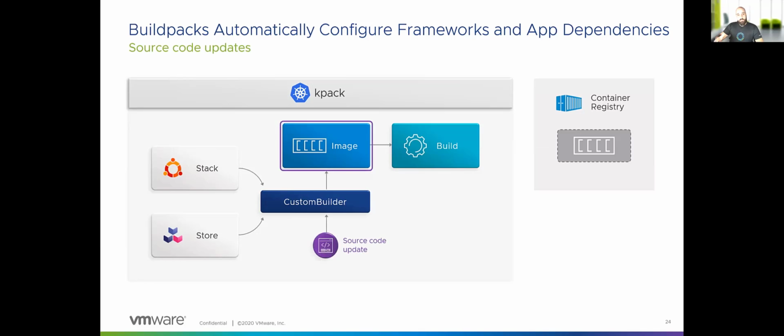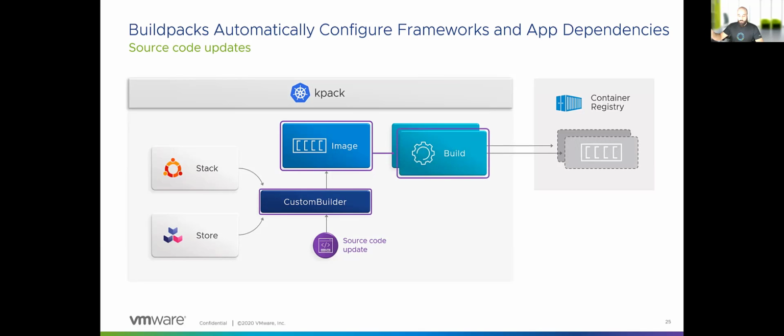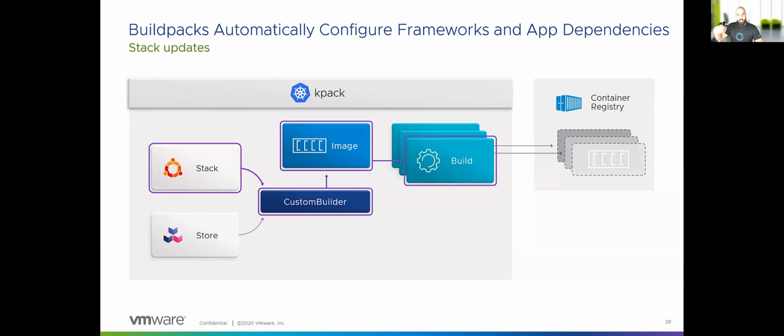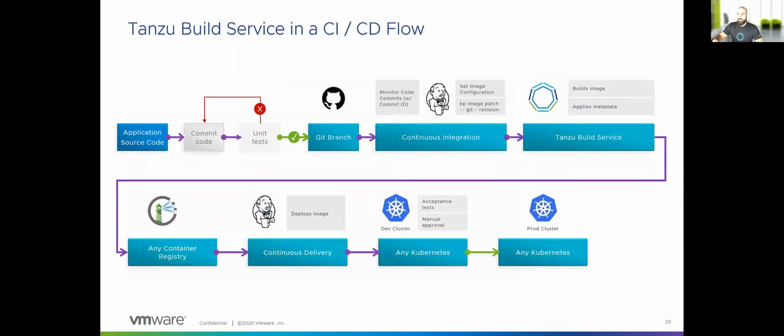So if something changed in that source code, it will reinitiate that, and it will create a new build, and that build will create a new image. But also, if something changed on the stack, on the dependencies or the OS, it's going to do the same. So it's going to create a new build, and it's going to basically push that into the registry.